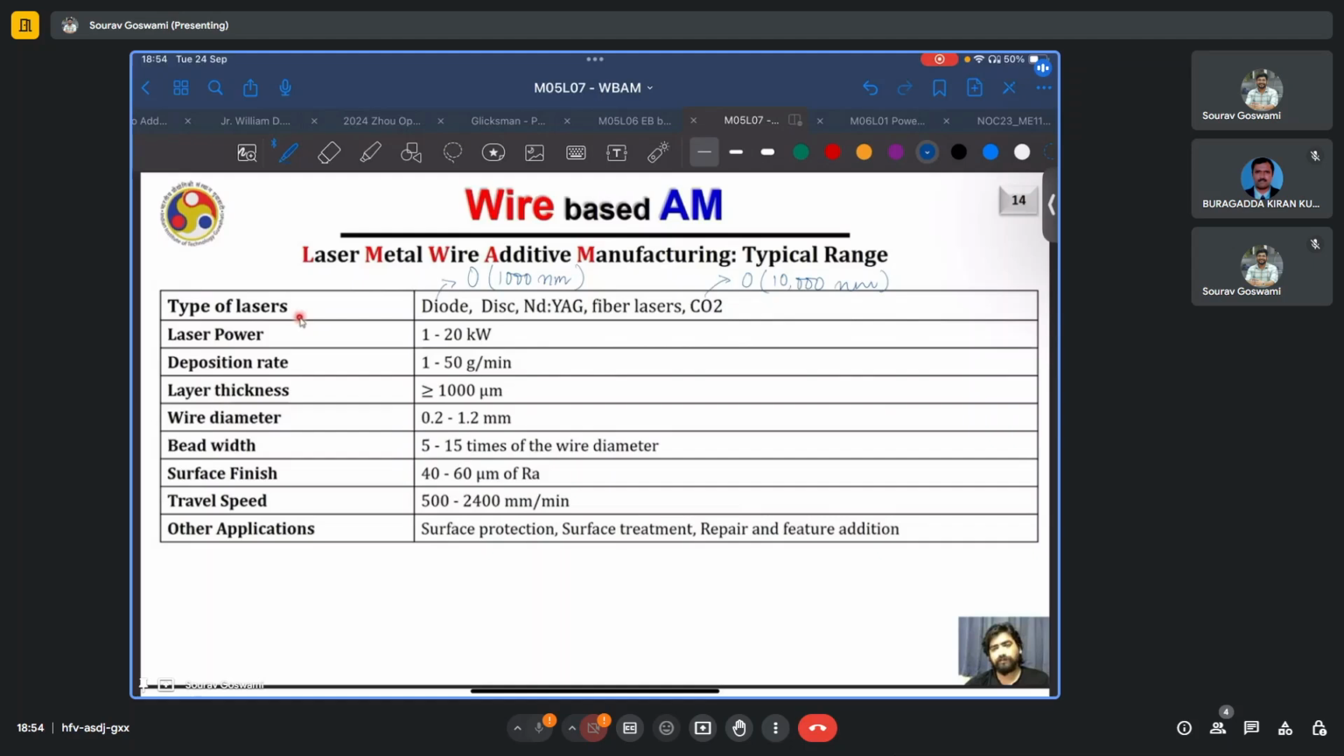We know that a mirror finish is around 1 micron or lower, so we can imagine the type of surface that you get. The traverse speeds can be as high as say 2000 or 2500 mm per minute. And typically these processes may be used for repair, for feature addition, for surface treatment, and by cladding for surface protection.